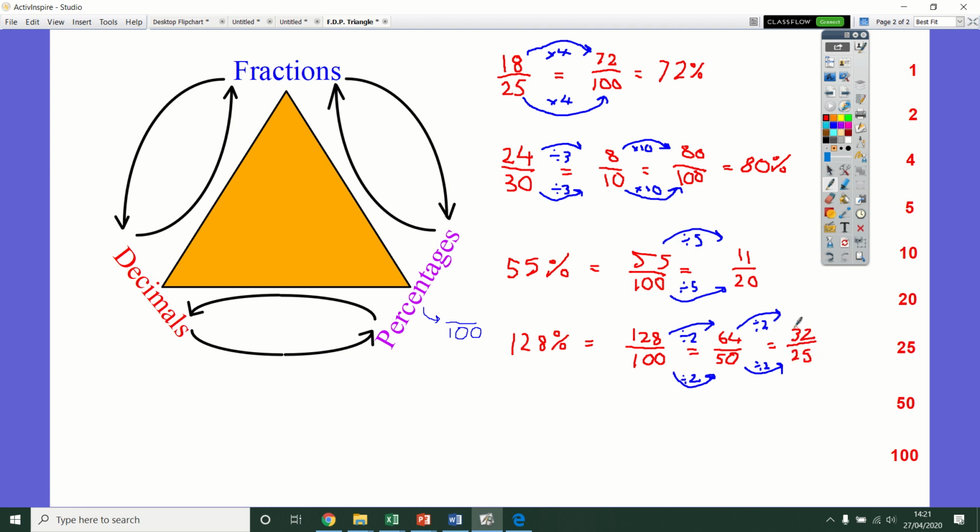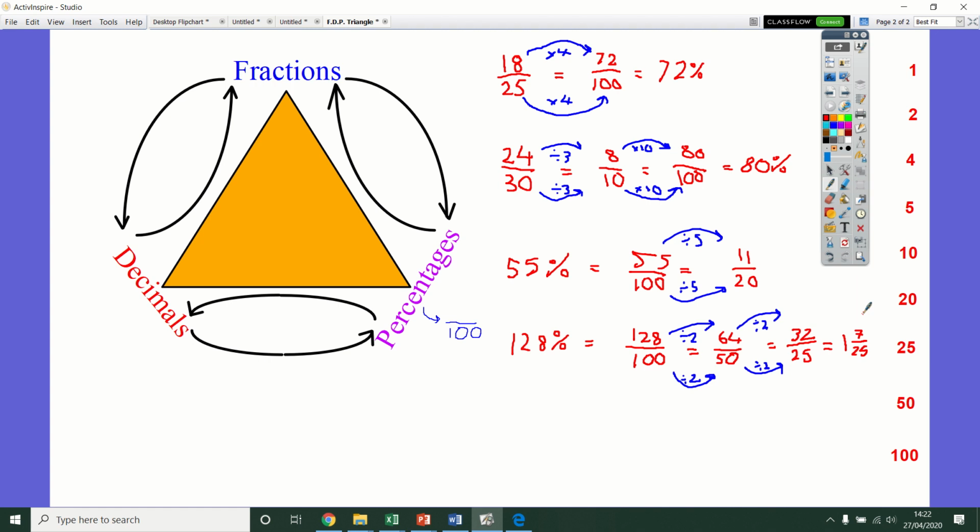Okay, and with a bit more checking, there aren't any more numbers that go into both of these, so this is the simplest form. So you can stop your answer here, or if you want to, you can write a mixed number to show that it's greater than a whole one. So 25's going into 32, that's 1, and then there's 7 left over. So the mixed number version is 1 and 7/25. And these are 2 different ways to write the same answer.